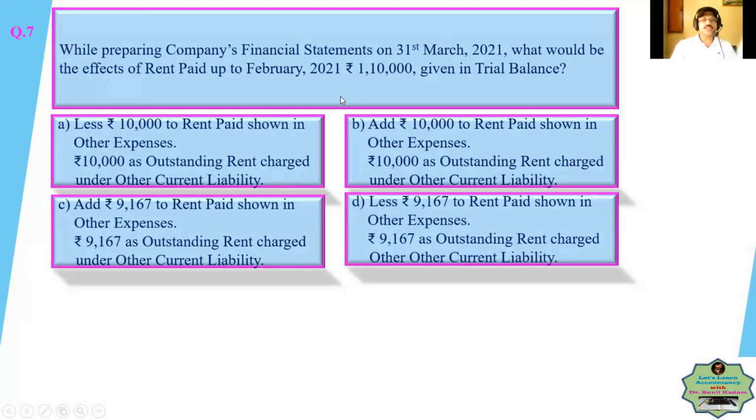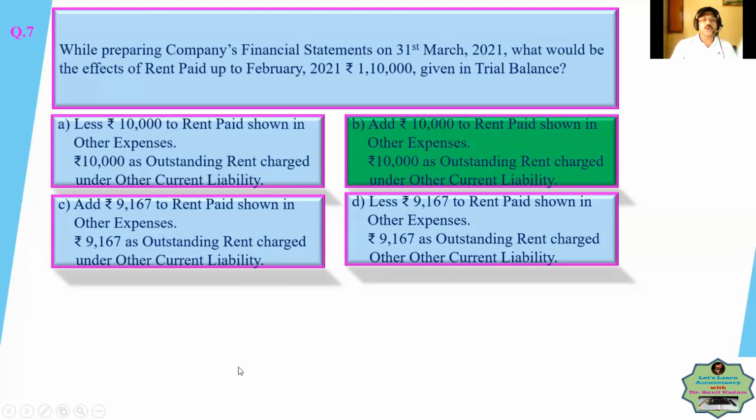So there is outstanding rent. Rent paid is an expenditure, obviously. So first let's check which option is correct. Option B is correct: add rupees 10,000 to the rent paid shown in other expenses. When any expense is outstanding, it will be shown as a current liability under the head of other current liability, as outstanding rent.